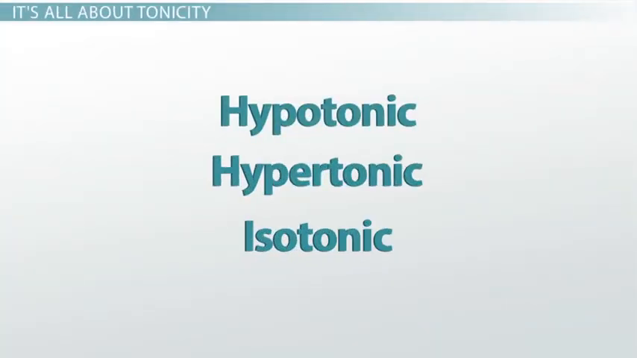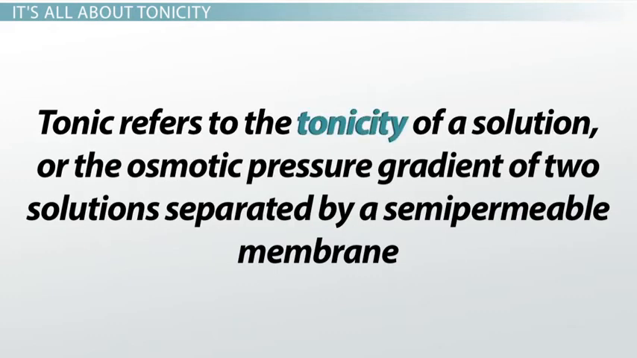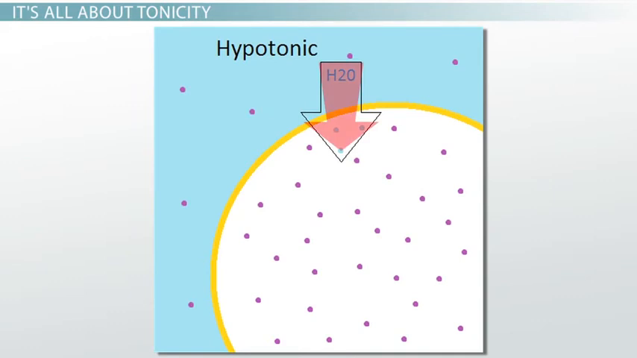Notice the words I keep using: hypotonic, hypertonic, and isotonic. All three have the term tonic in common. What does that mean exactly? Well, tonic refers to the tonicity of a solution, or the osmotic pressure gradient of two solutions separated by a semi-permeable membrane. A semi-permeable membrane is a barrier that only allows certain molecules through. Things like water molecules can pass through the membrane easily, but things like salts or proteins or fats cannot.